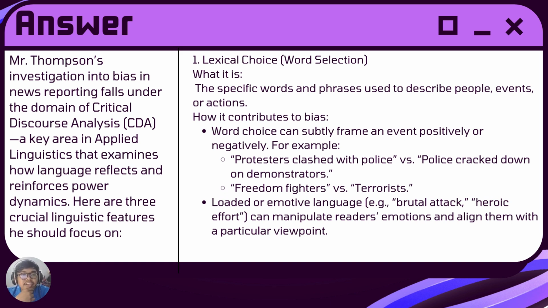The first one would be lexical choices. What is it? The specific words and phrases used to describe people, events, or actions, and how it contributes to bias. First, word choice can subtly frame an event positively or negatively. For example, protesters clash with police versus police crackdown on demonstrators. Freedom fighters versus terrorists. Next is loaded or emotive language, for example, brutal attack, heroic effort, can manipulate readers' emotions and align them with a particular viewpoint.